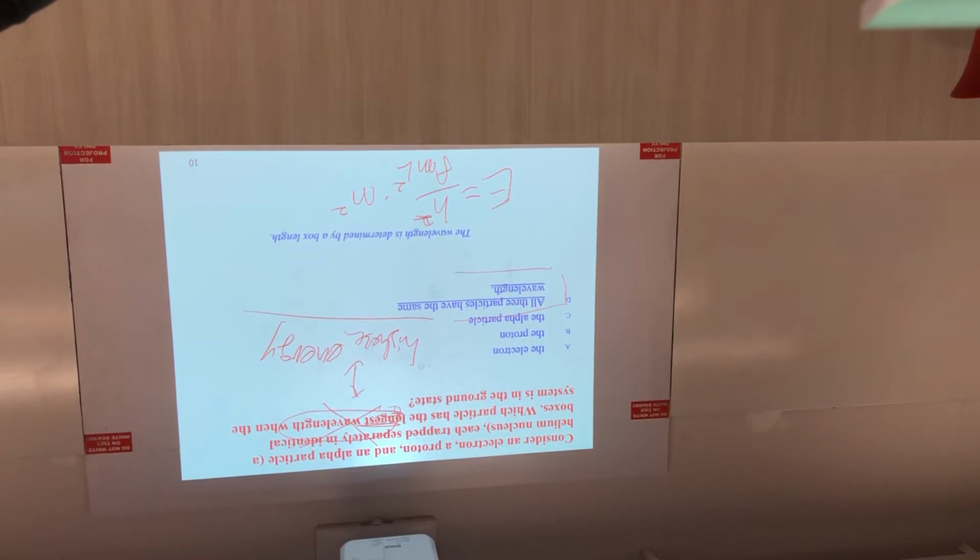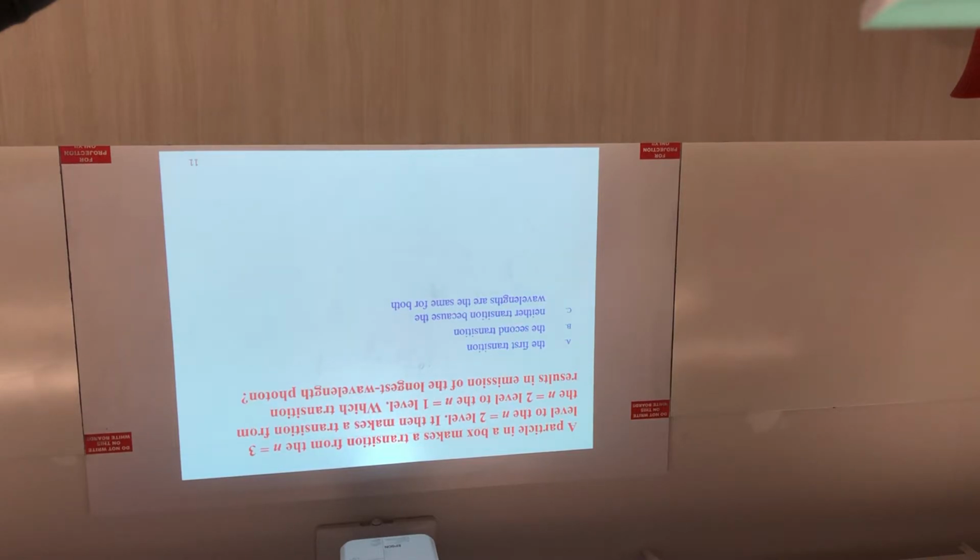So which one has the highest energy then? The answer is going to be A, isn't it? Electron, because the electron has the smallest mass, yeah? Therefore, the answer is going to be A. Very good. So, I'm going to torture you, so I have one more question.